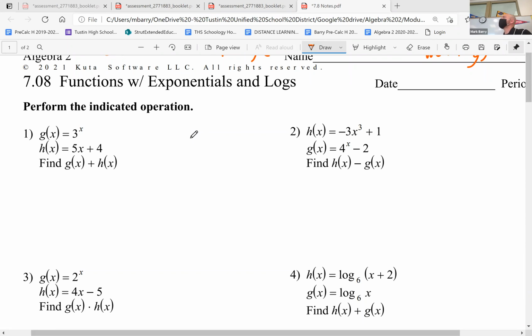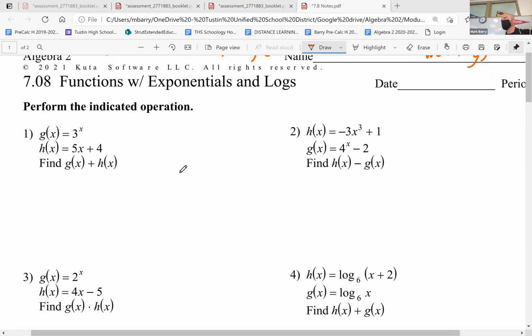Okay, so today what we're going to talk about is called functions with exponents and logs, or with exponentials and logs. So we kind of already did these functions before, but now we're just doing them with exponential functions and logs. And so to start here, they're going to give us two different functions. Then they're going to ask us to do some operation with it. So maybe adding, subtracting, or multiplying.